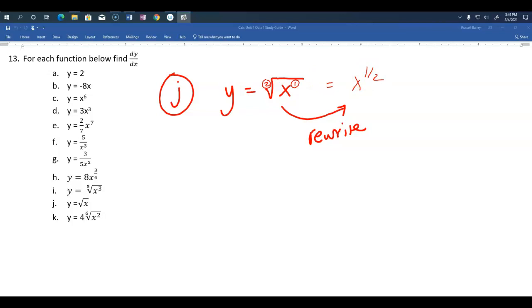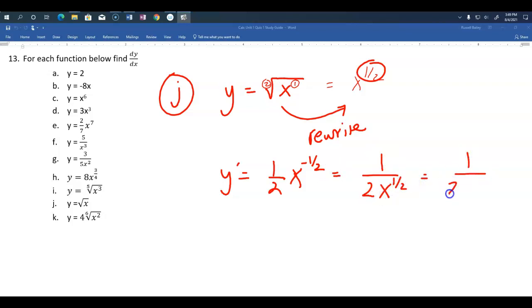And now we can go ahead and apply our power rule. I'm going to multiply the power to the front. I'm going to take 1 away from this power, which would be negative 1/2. And that's a possible answer, which can be written in two other ways. And there you guys have it.